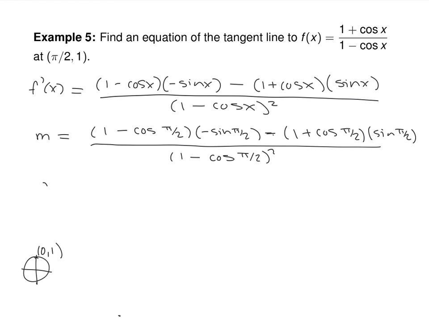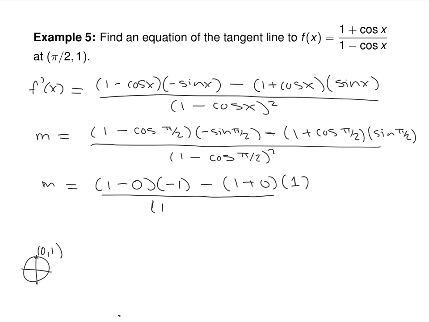All right, so your m is going to be 1 minus, what's the cosine? 0. Times -1, minus 1 plus 0 times 1, all over 1 minus 0 squared. I think the slope is -2. You guys agree with that? I don't know how you got -3.